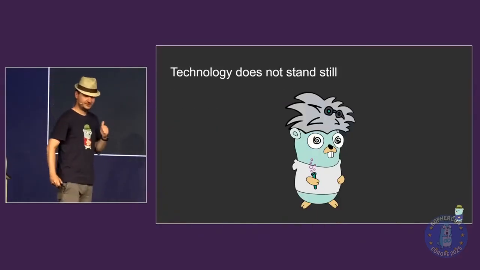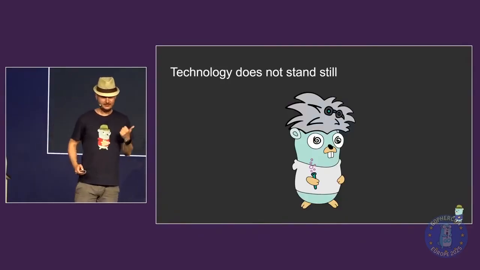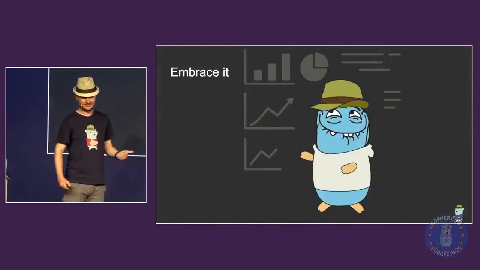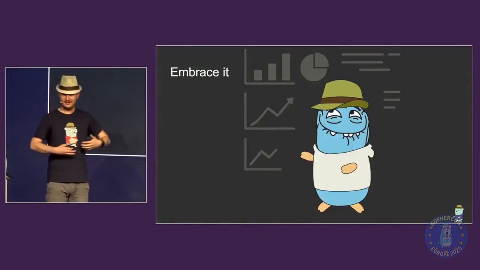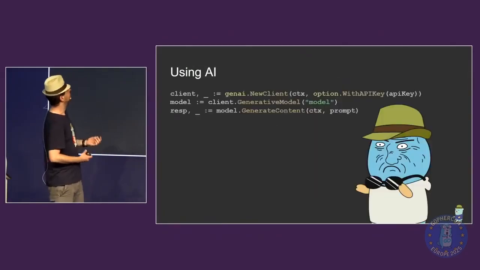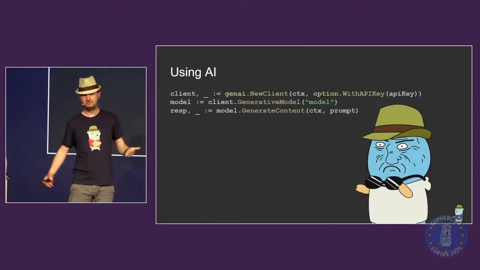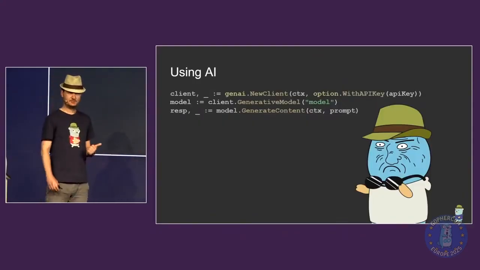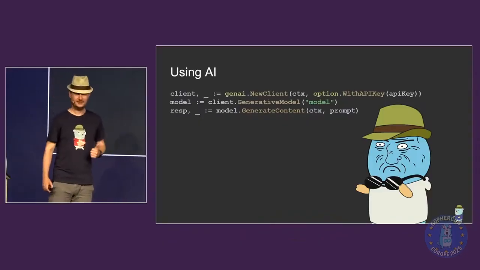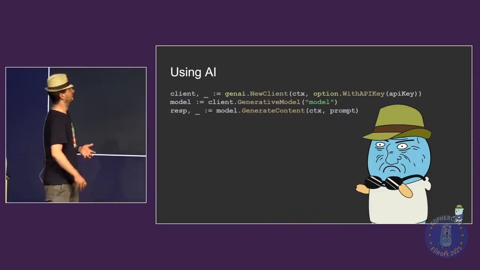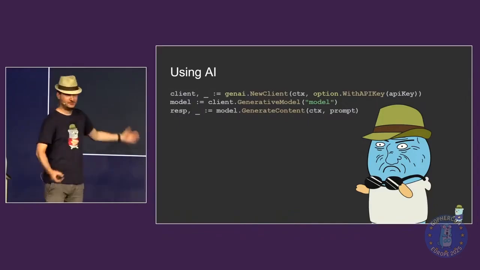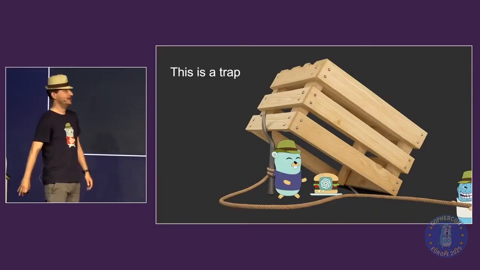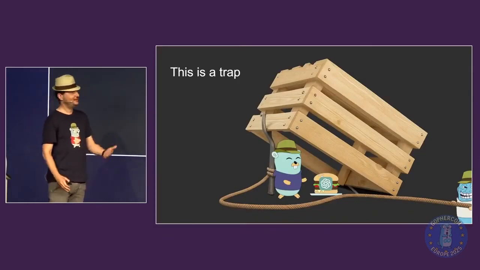Technology doesn't stay still, and you either can run from the technology or you can embrace it. So what we decided a couple of months ago, we decided, why not use AI? And actually, if you look at this example, it's super simple. It's only 3 lines of code. So yeah, why not use AI? The problem is, this is a trap. It's easy to start, it's almost impossible to quit.